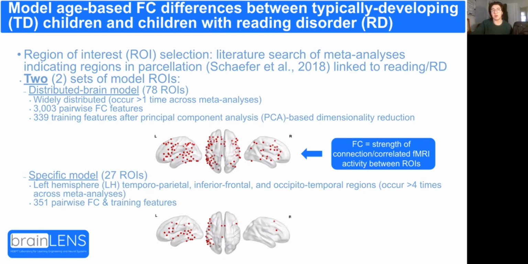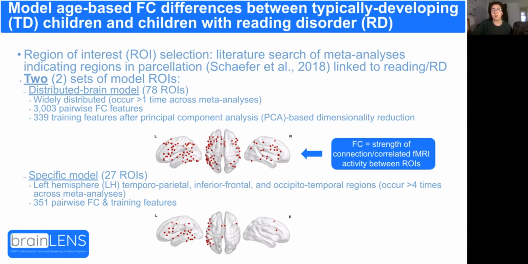For both sets, the ROIs were all required to be present in this set of coordinates we derived from a literature search of meta-analyses that looked specifically for regions linked to reading, language, or RD specifically. Now, the first set of ROIs was for the distributed brain model, and it consists of 78 ROIs that only had to have come up more than once across the full set of meta-analyses, so we used fairly liberal criteria.